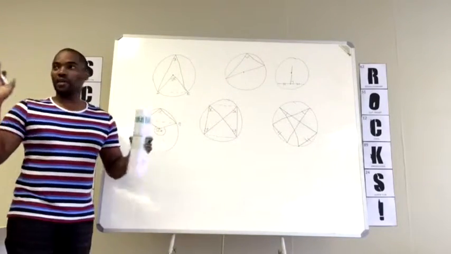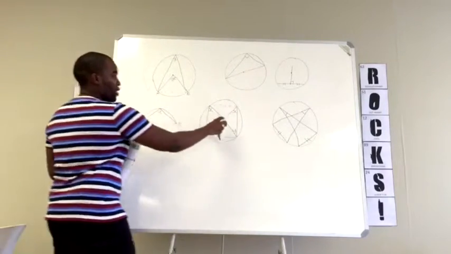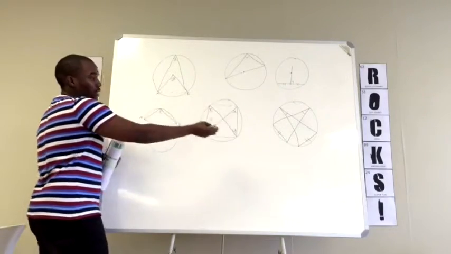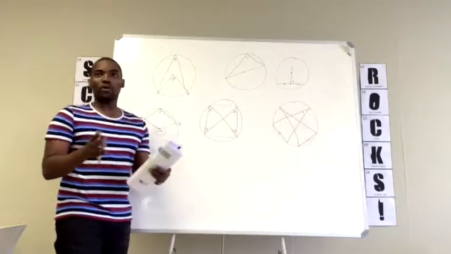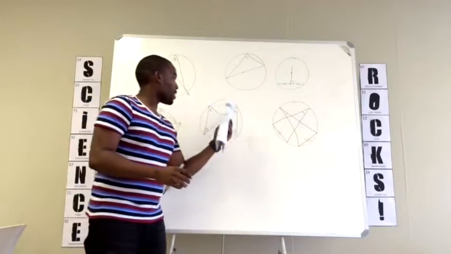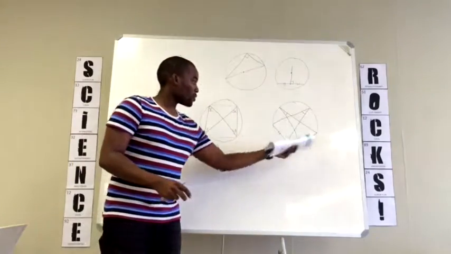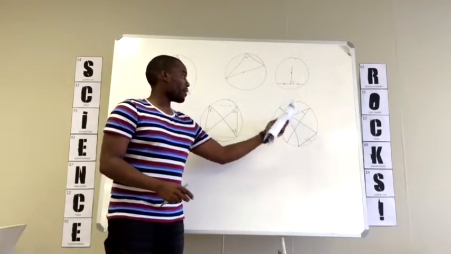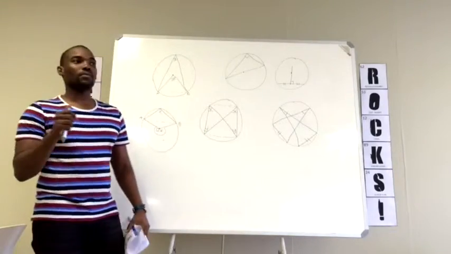Does that make sense? Imagine if I took this triangle and just twisted it around. Because the chord is the exact same chord, same length, the angles have to remain equal. So if your chords or your arcs are the same length, your angles have to be the same size. You guys with me? Yeah.